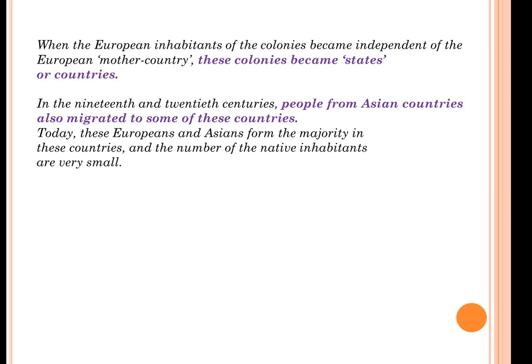From Asia, there was a kind of intermixing of culture which took place. Today, Europeans and Asians form the majority in these countries, because it's not just the basic Europeans that you find there. People from Asia are also part of it, and the number of native inhabitants started reducing. As we had more migrants, the number of native inhabitants reduced. There was an intermixture of culture, people and tradition.